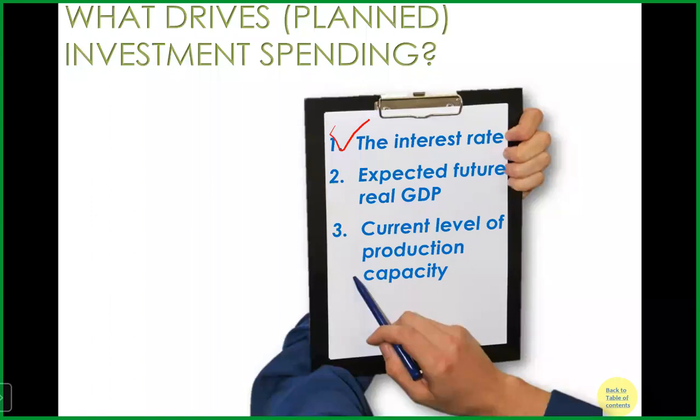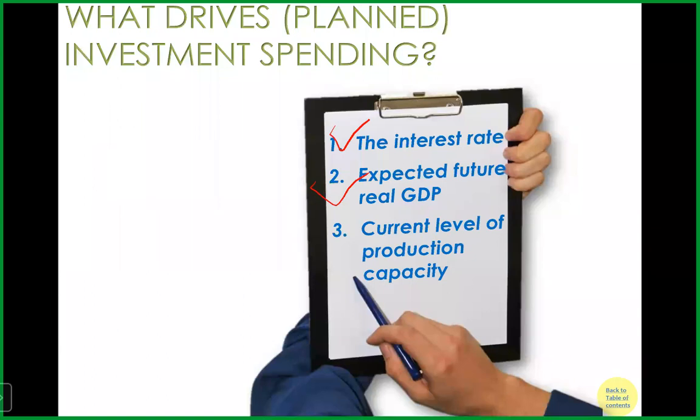So this is second. Third, kind of related to the second, current level of production capacity. If currently you can't utilize your capacity, do you want to invest or not? Just imagine you own a restaurant, okay? Most of the time the dine-in is probably 50% or even less. Then the question is, do you want to expand or not? No, right? So that's kind of what this means.